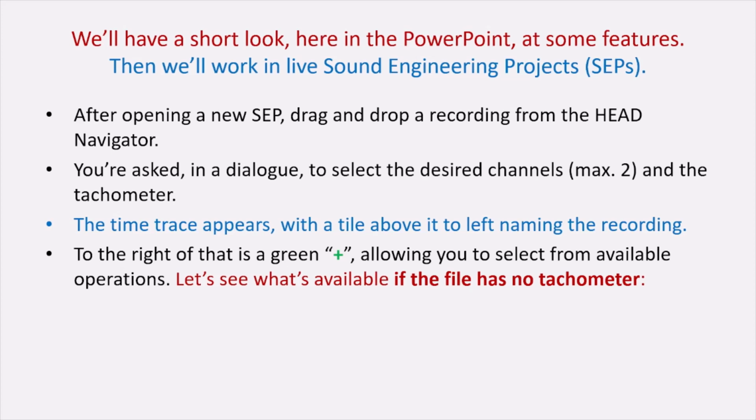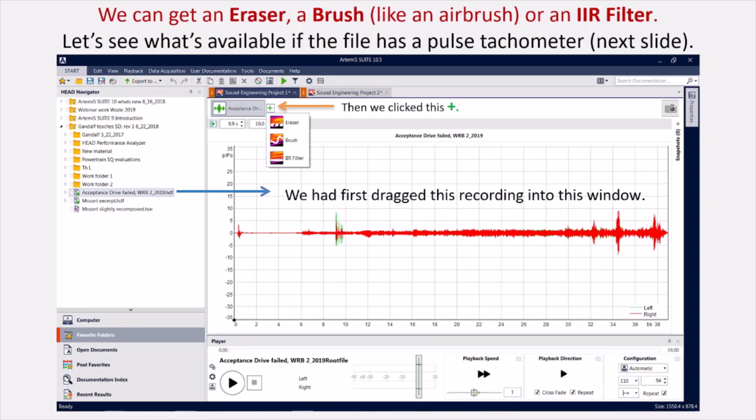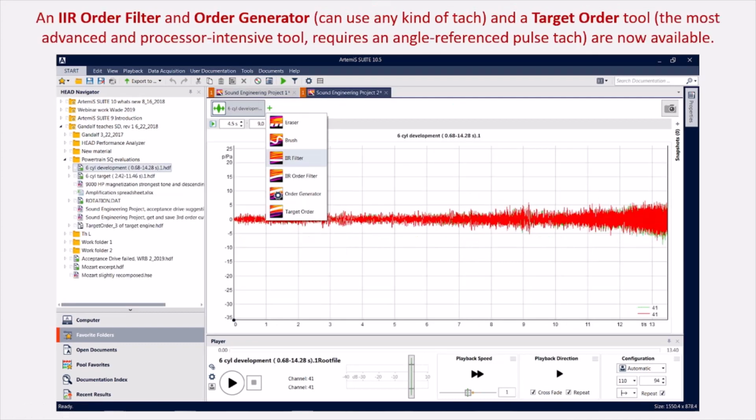So if we have a file without a tachometer, for example, we can see our sound engineering project. We drag in the file, acceptance drive failed, and we see its time signal. We see the name on the tile, acceptance drive failed. That's where we start. That gets the file into the sound engineering project. Then we click the green plus, and we get a list of things that we can use. Eraser, brush, IIR filter. Because there's no tachometer, there is nothing related to RPM or orders here.